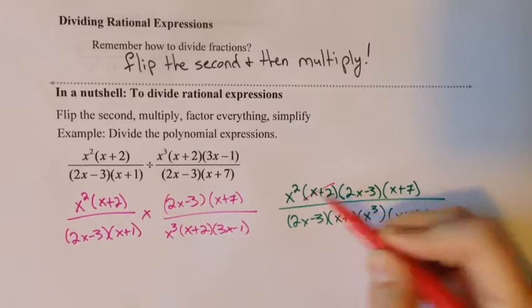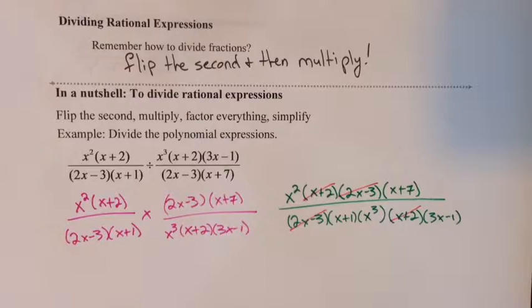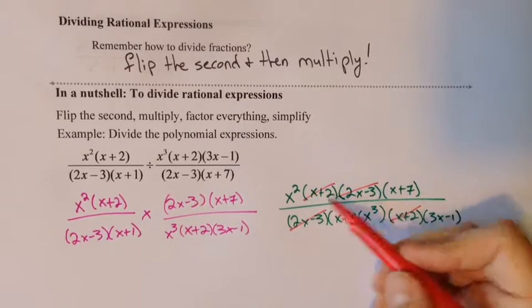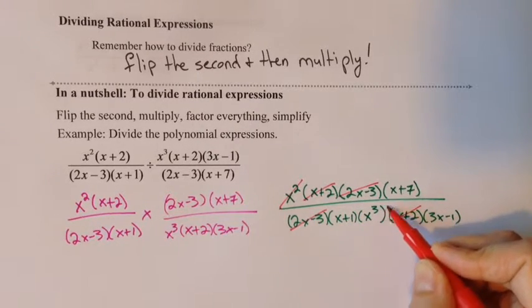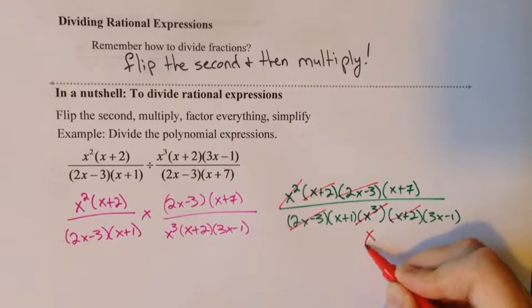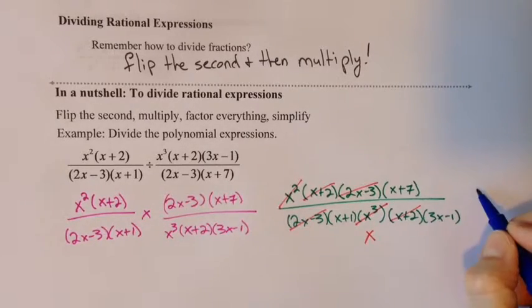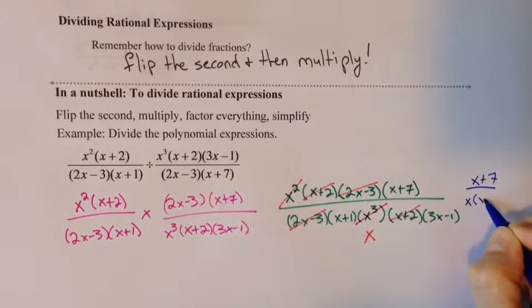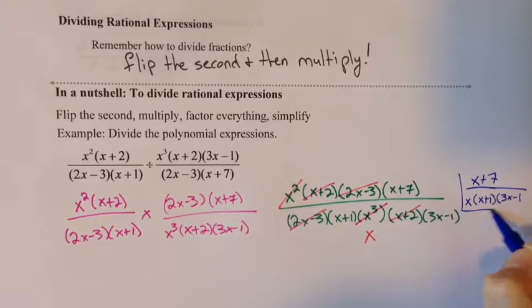I see that I have an x plus 2 top and bottom, and a 2x minus 3 top and bottom. And then finally, I have an x squared on the top and an x cubed on the bottom. I have 2 x's on top, so those are both going to cancel out. There were 3 x's on the bottom, so canceling out 2 of them will leave a single x on the bottom. So my final answer here, when I clean this up a little bit, is x plus 7 on top, an x plus 1, and a 3x minus 1 on the bottom.